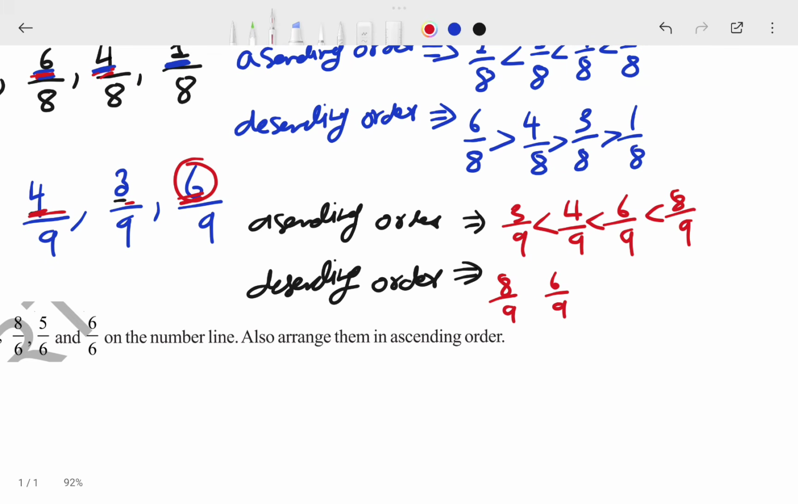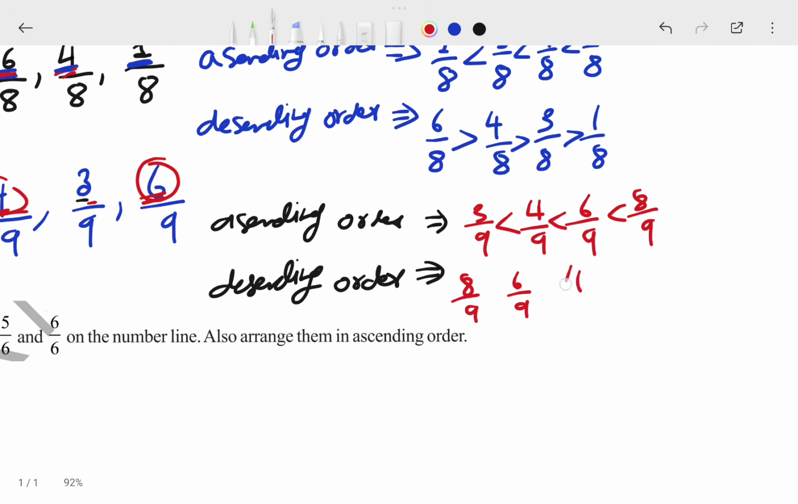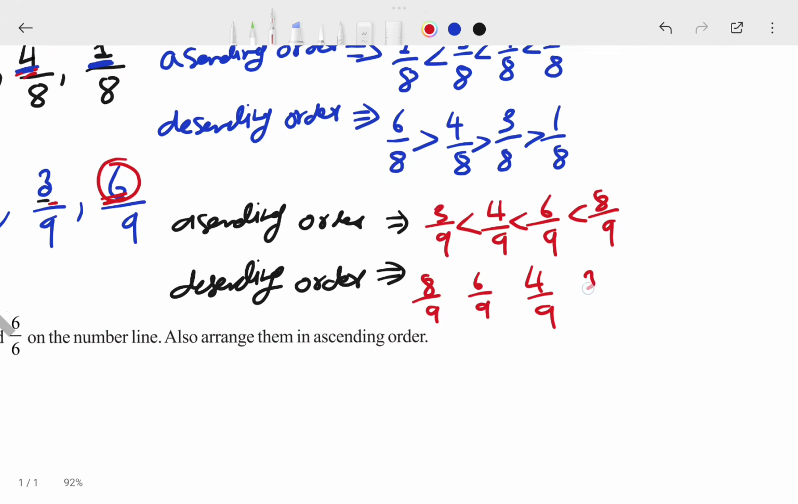Okay, right. So after the 6 by 9, which is greater. 4 is greater, so we will write 4 by 9. After it, which is greater. 3 by 9, so we will write 3 by 9. So now in this one, 8 or 6, which is greater.